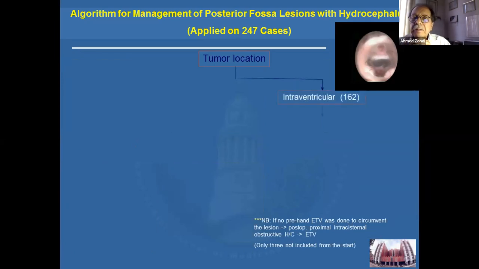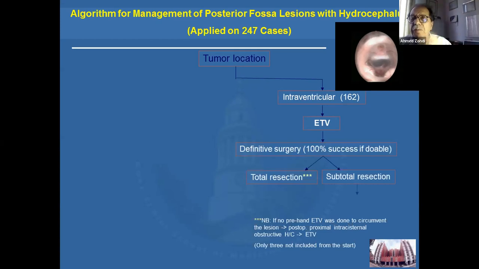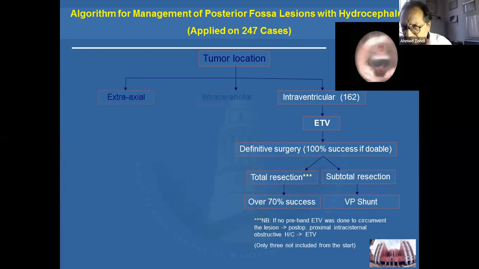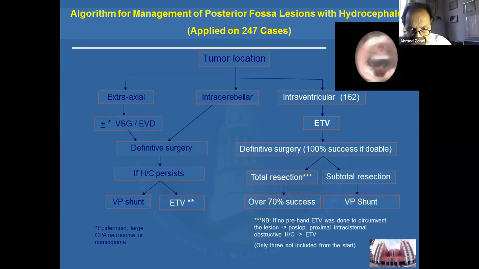We did, quite a long time ago, two decades ago, we used to attack each and every posterior fossa tumor, attack the hydrocephalus first and not the definitive tumor, by doing an ETV first. But we came out of this series of 247 cases, 162 were intraventricular, 3 of them additionally intraventricular, but we did not do a pre-hand ETV. And this is the algorithm that you should use.